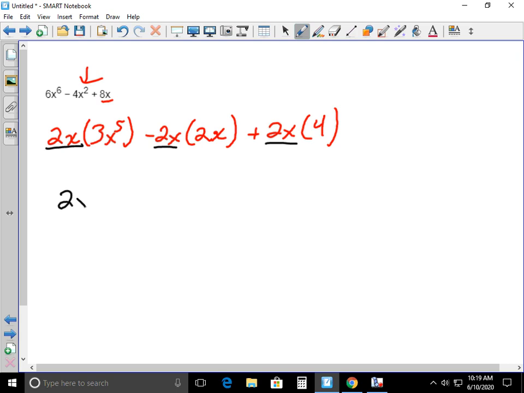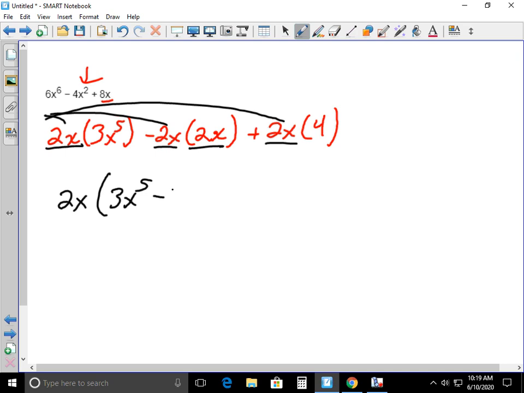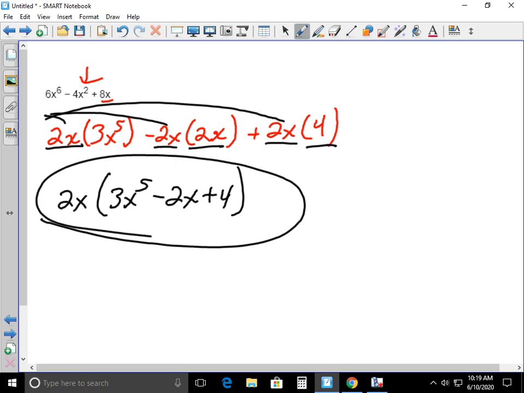So we're going to undistribute that 2x. What is 2x being distributed to? 2x is being multiplied times 3x to the 5th. 2x is also being multiplied times 2x. And then 2x is being multiplied times 4. So we've written the common factor in the front, and then what 2x is being multiplied with on the inside.